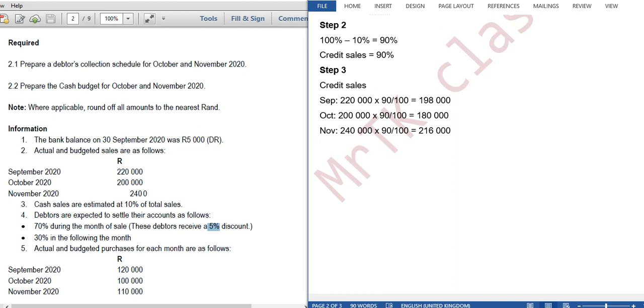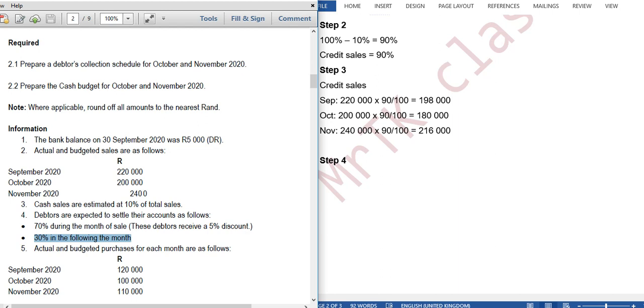You don't have to necessarily remember these steps in their order, you just have to remember how we calculate this. Alright, then we are going to say they said 70% during the month of sale. So what I want us to do, we are not gonna look at this instruction until we are done with this one. So we are going to apply this instruction to all the months. When we are done with this instruction, we look at this one, we apply it to all the months, right?